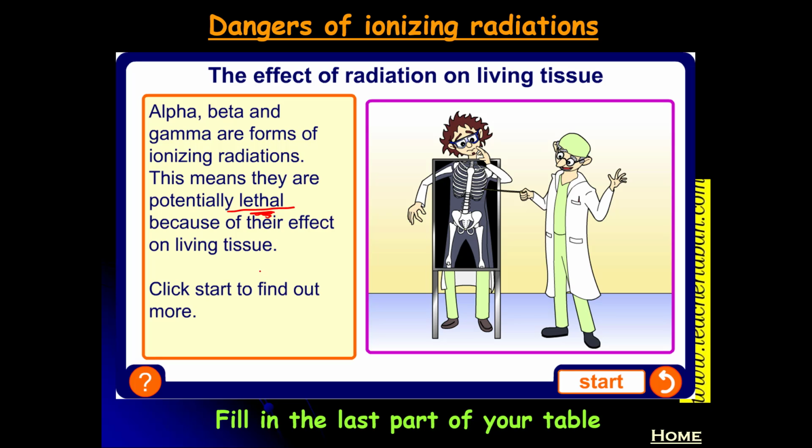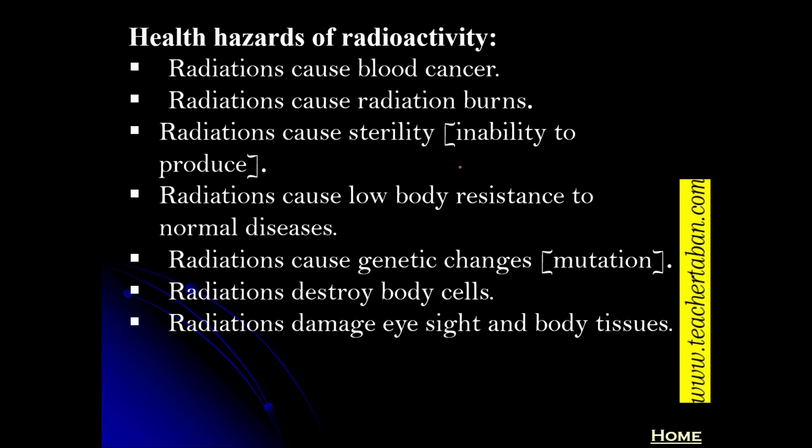Some of the health hazards of radiations include they can cause blood cancer, they can cause burns, they can cause sterility, in other words, inability to reproduce. They can also cause low resistance. They lower the immunity of bodies, low resistance to normal diseases. They can also lead to genetic changes in organisms. We call that mutation. And they destroy body cells. And lastly, they can also damage the eyesight. So those are some of the health hazards, some of the dangers of radioactivity.